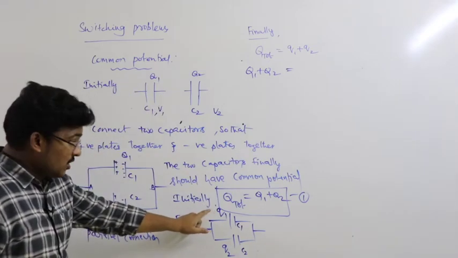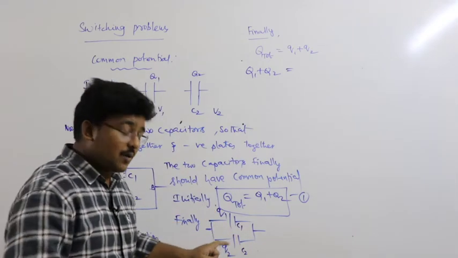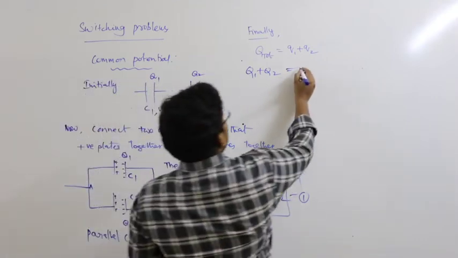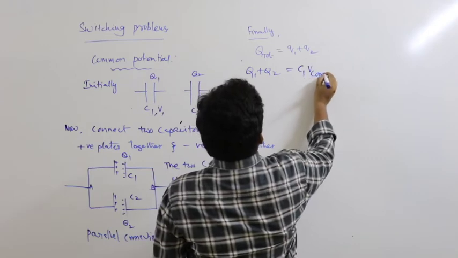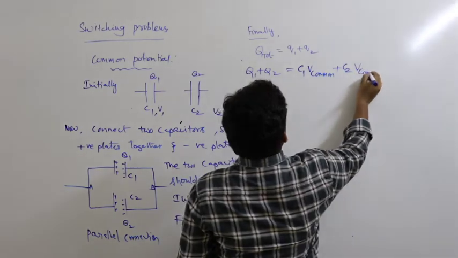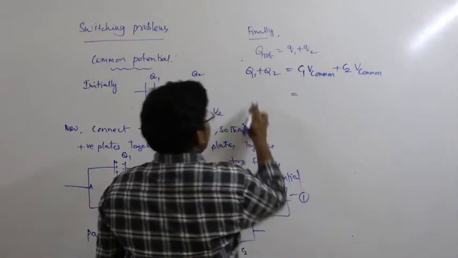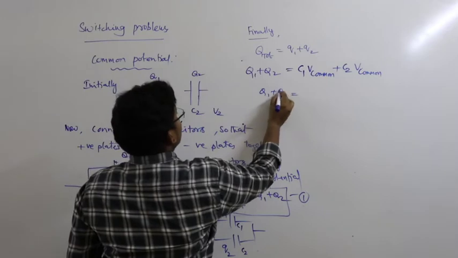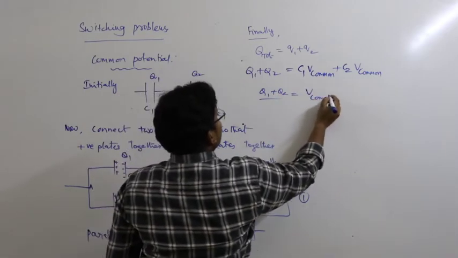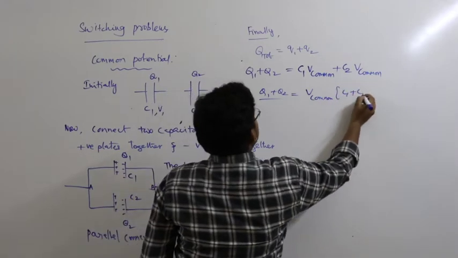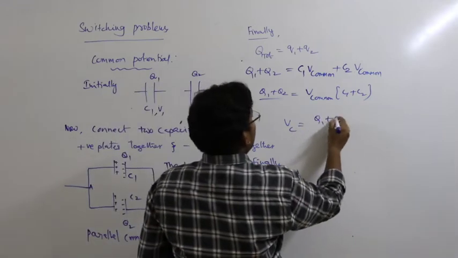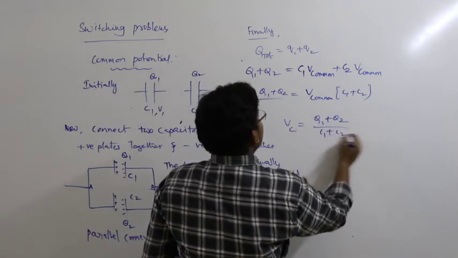Now what is Q1? Finally Q1 is given by Q = CV, so Q1 = C1 into V common, plus Q2 = C2 into V common. So the charges Q1 plus Q2 equal V common, taking it common, into C1 plus C2. Now what is the common potential? It is Q1 plus Q2 upon C1 plus C2.